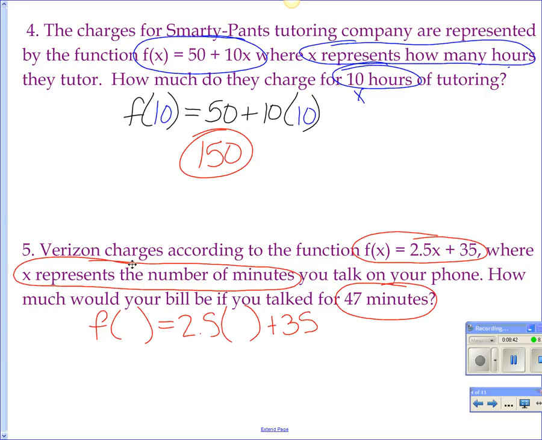Okay, guys, I really want you to see the connection here. What was in parentheses here? X. X was in parentheses. They're telling me X is the number of minutes. They're saying X is how many minutes. Well, how many minutes did she talk? 47. That's why 47 goes in the parentheses.